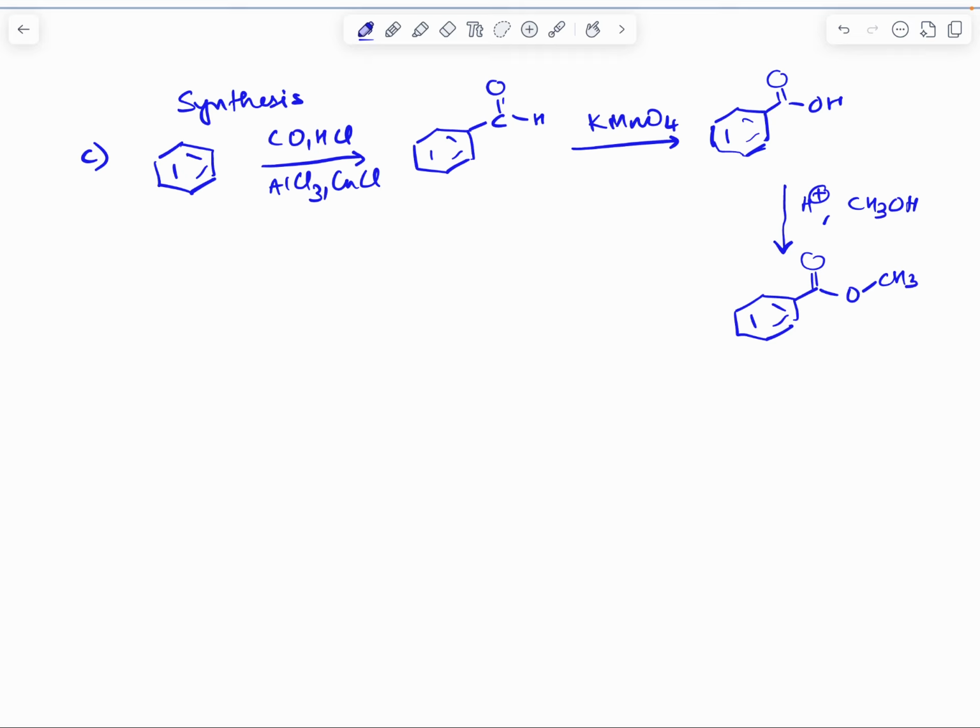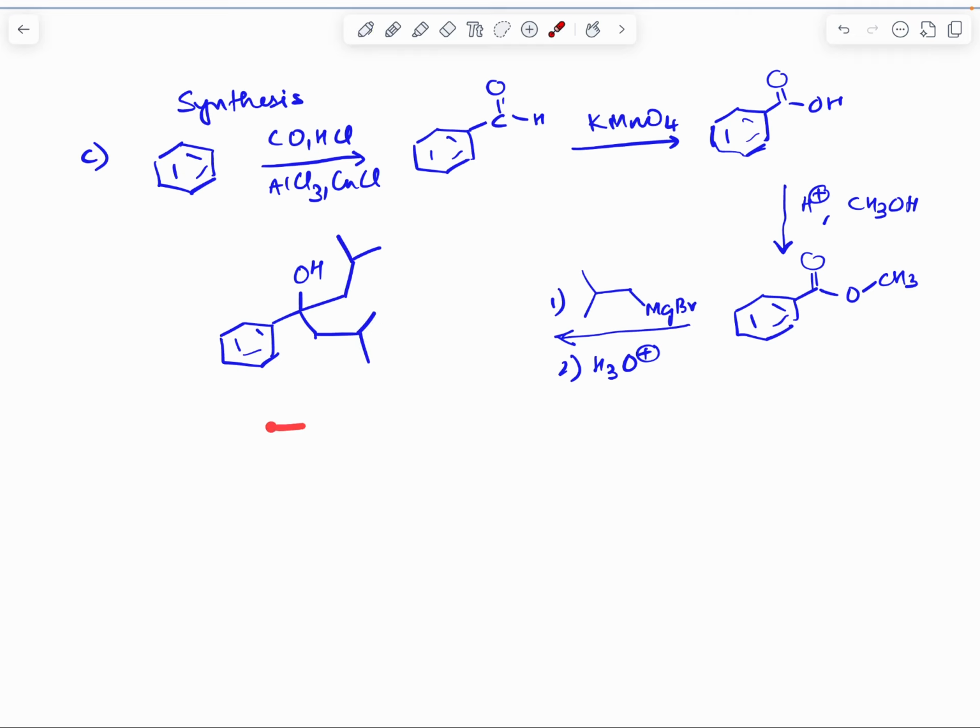Okay, and then once we have the Fischer esterification, now we have the ester. We're going to use our Grignard followed by H3O plus. And basically what it does is two of these Grignards attack that to form the tertiary alcohol that we had as the product. And there you have it. That is C for you.